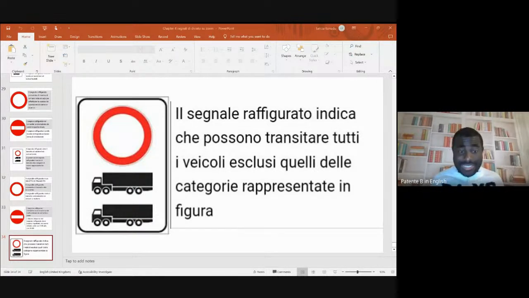Guys, the answer to this question is true. It's not false, it's true. Every vehicle can pass, except these two represented vehicles you see on the signal.